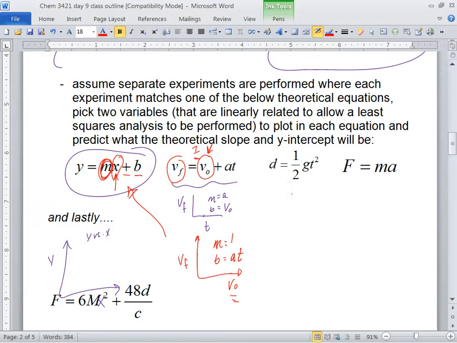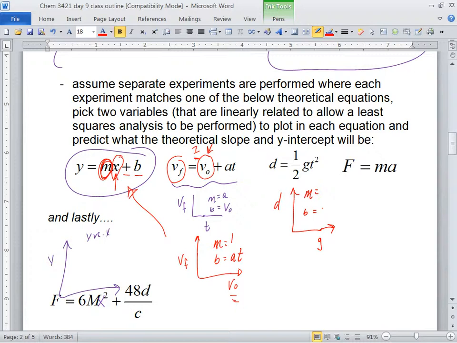What could I plot in this one to get a linear relationship? I want to get a linear relationship. Jeff, you have a guess? D versus G. I could plot D versus G. If I plot D versus G, my slope would be, my y-intercept would be. Does anybody see it? He said D versus G.